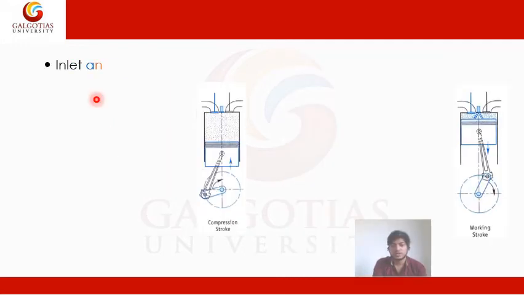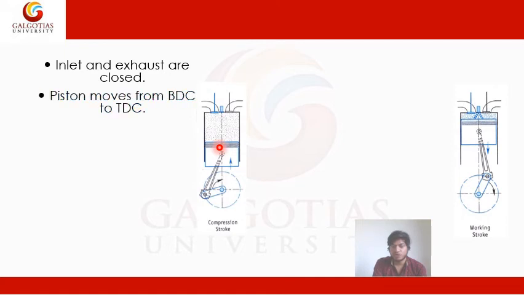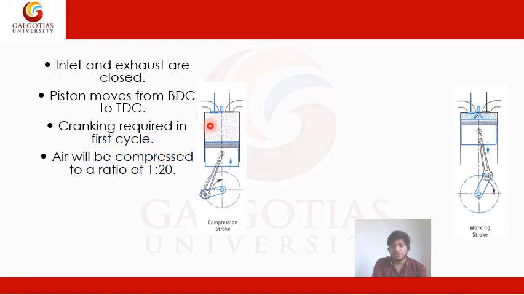Here you can see the compression stroke. The piston will move upward, and the inlet and exhaust valves are closed. The piston moves from bottom dead center towards the top dead center. Cranking is required in the first cycle. Air will be compressed to a ratio of approximately 1:20, which is the compression ratio for the air.